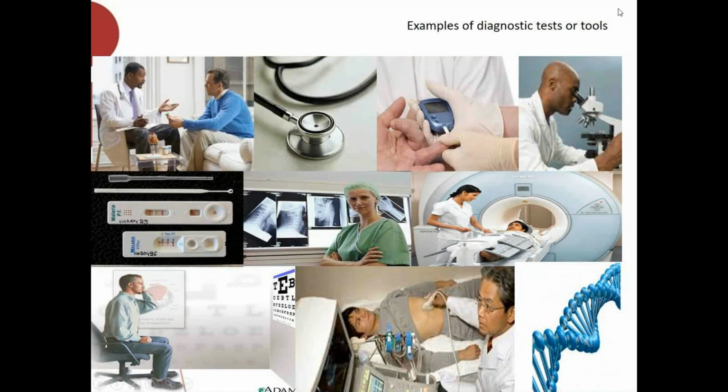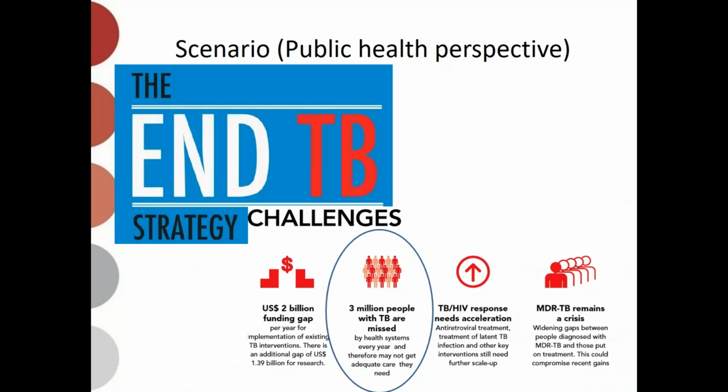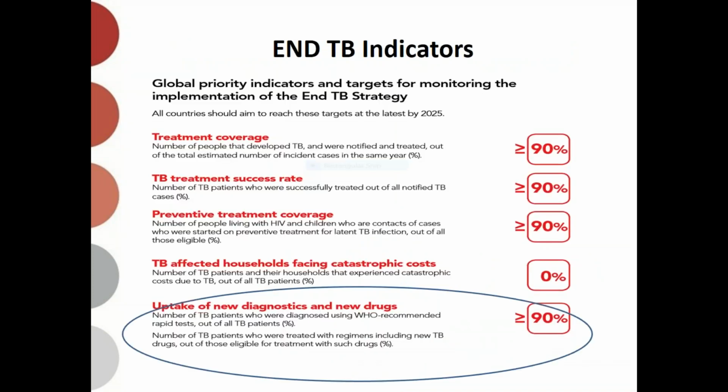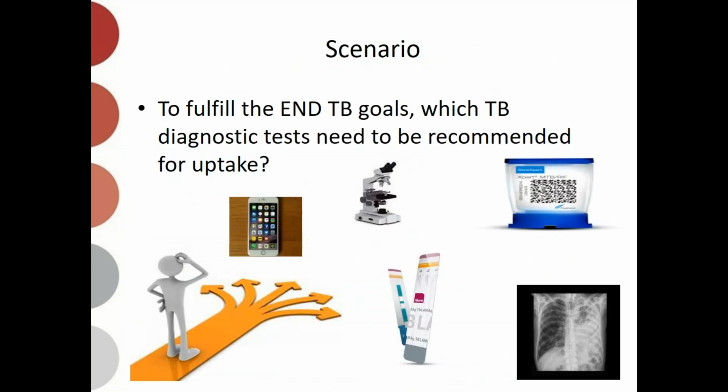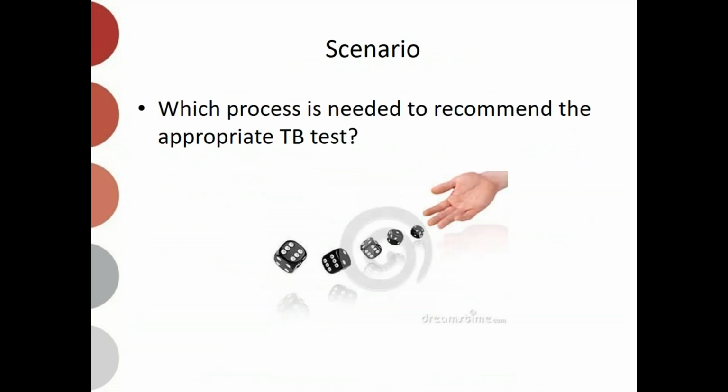From a public health perspective, now using the example of End TB, we have a scenario where 3 million people with TB are missed every year by health systems. So what do we do about this? One of the End TB indicators is to promote the uptake of new diagnostics and new drugs by more than 90% by 2025. So how do we execute this goal? And to fulfill these goals, which TB tests need to be recommended for uptake? That's a question that can be asked. And then also, which process is needed to recommend the appropriate TB test?